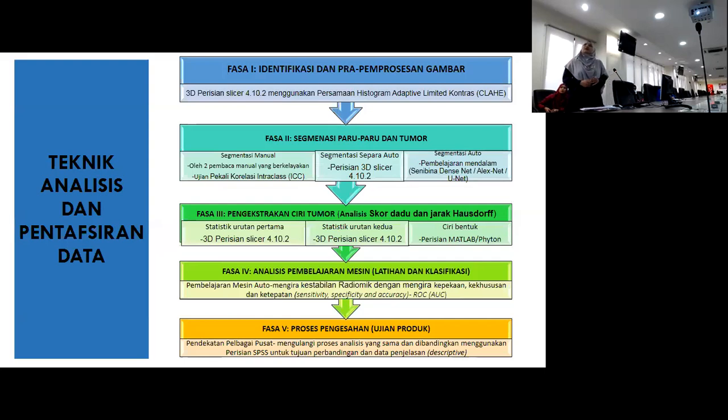Alright, so this is the analysis part that I have to use in detail according to the phase. So as I mentioned, I use Pyradiomics with the 3D Slicer software, free, available online. You can try. And to do the segmentation manually by the 2 observers, radiologist or radiotherapist. And then I have to test the ICC, intra-class correlation, because there must be a difference between the readers. I think I have explained earlier, right?